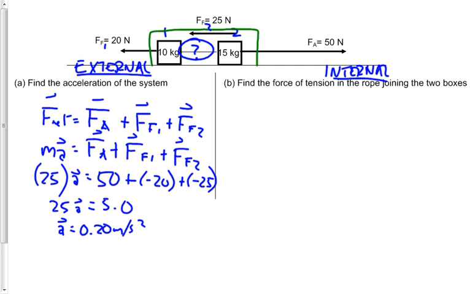Now, let's deal with the internal. Let's deal with what's happening inside. Not the whole thing, but individual boxes of ice cream on the inside. Let's pick an object. Let's pick object 1. It has a mass of 10 kilograms. It has a force of friction of 20 newtons acting to the left. Anything else there? Is there anything else that acts on object 1?